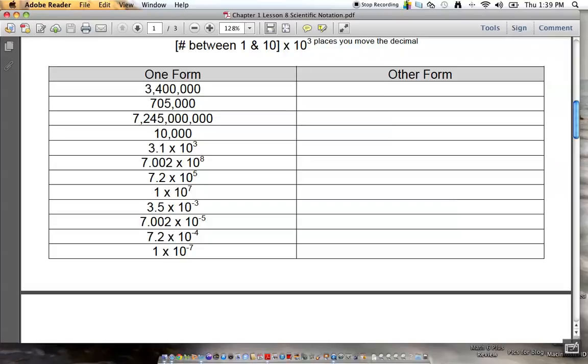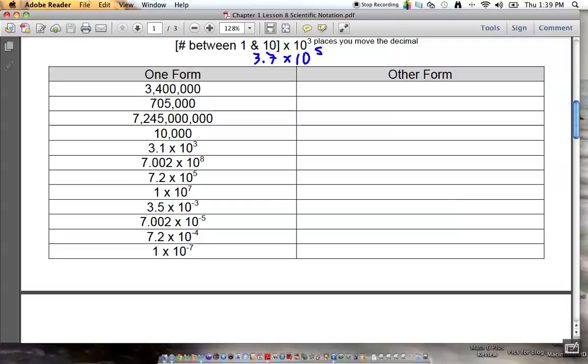Now, how many people have seen scientific notation in either 7th grade math or science class? Okay, well, let me remind you of how to do this. Ready? Check this out. Scientific notation is always a number between 1 and 10 times 10 to some exponent, which is the number of places you move the decimal. So, for instance, 3.7 times 10 to the 5th is a number written in scientific notation.